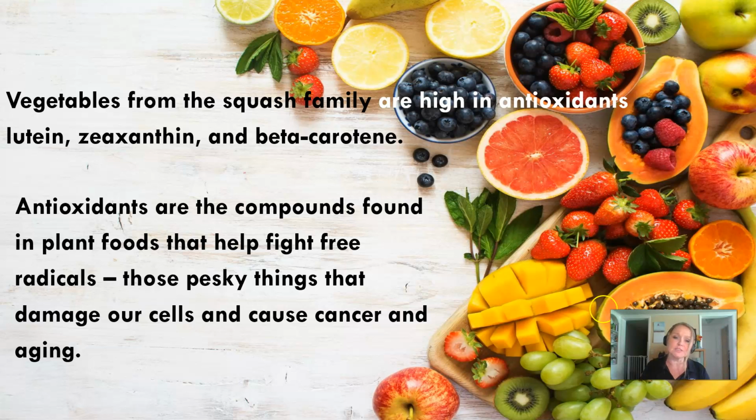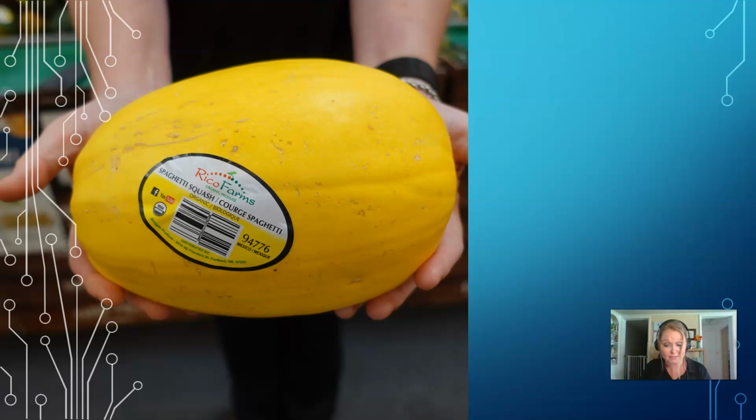Now, antioxidants are the compounds that are found in plant foods that help fight free radicals. And free radicals are those pesky things that damage our cells and also cause cancer and aging. So it's very, very important to eat a lot of antioxidants.